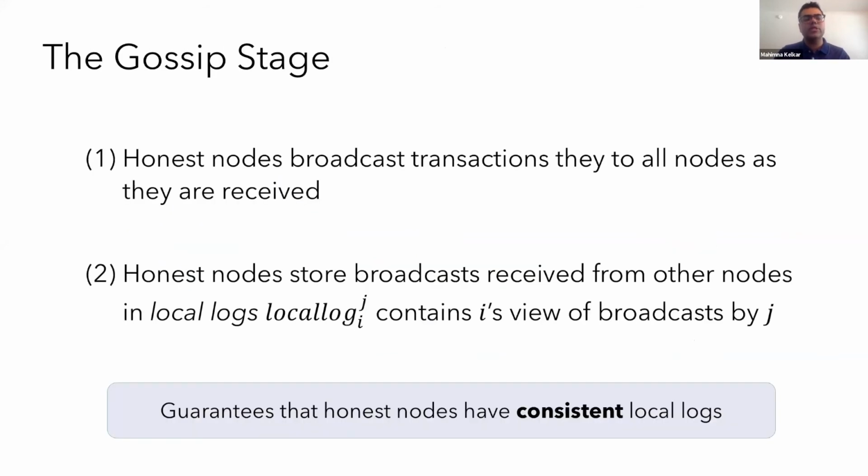In the gossip stage, honest nodes broadcast the transactions they've received to all of the other nodes. At the same time, they store broadcasts received from other nodes into local logs that contain the view of broadcasts by the other nodes. And we use this primitive called FIFO broadcast that guarantees that honest nodes will have consistent local logs, even if the sender is malicious and does not broadcast in the order that they received.